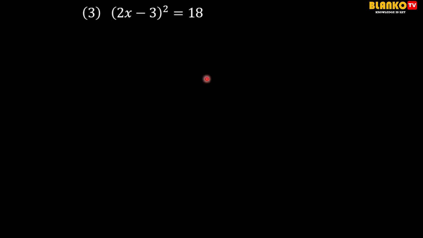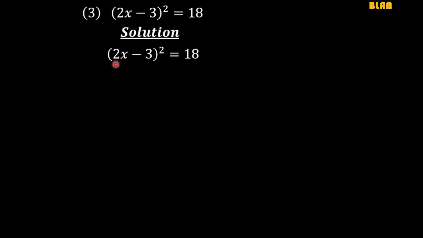So let's move on with the last one, which is 2x minus 3 in the bracket square equals 18, and we have to solve this quadratic equation. So the solution. We have 2x minus 3 in a bracket square equals 18. What we do first is we find the square root of both sides to eliminate the square on the left hand side. So this is going to be 2x minus 3 equals plus or minus the square root of 18.